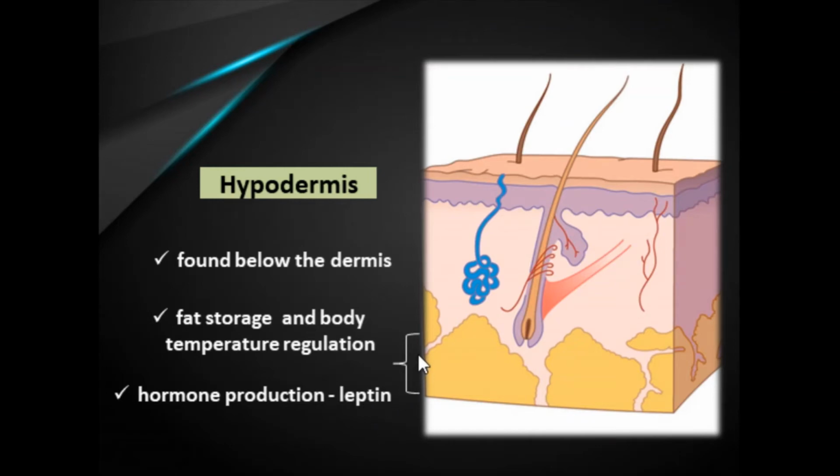This is the hypodermis. So, three layers of the skin: we have epidermis, dermis, and hypodermis, or the subcutaneous layer.